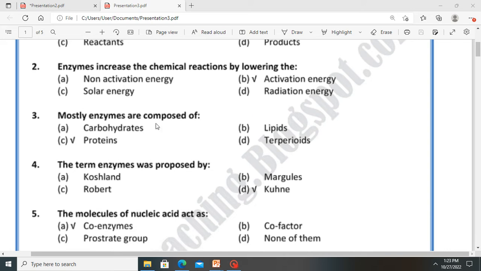Mostly enzymes are composed of. So in most cases, enzymes are made of proteins, or enzymes are proteins because they are made of amino acid sequences. Few enzymes are made of nucleotides, and they form a class or group of enzymes. You call them ribozymes. But most enzymes are made of amino acids, which makes them composed of proteins.